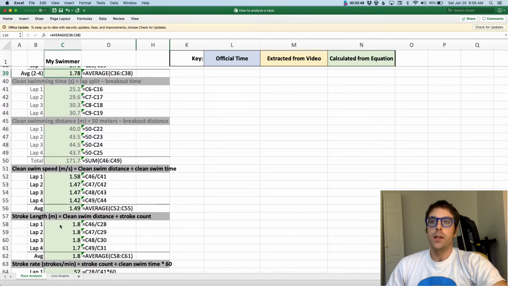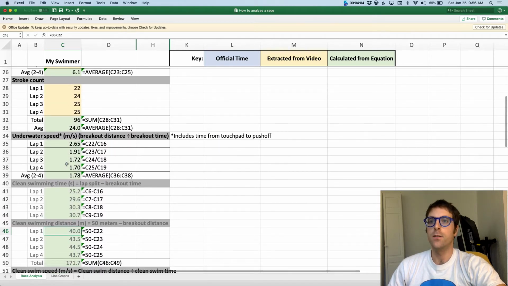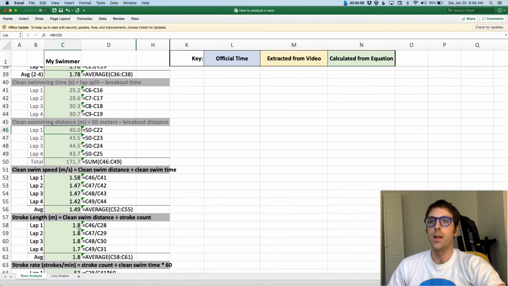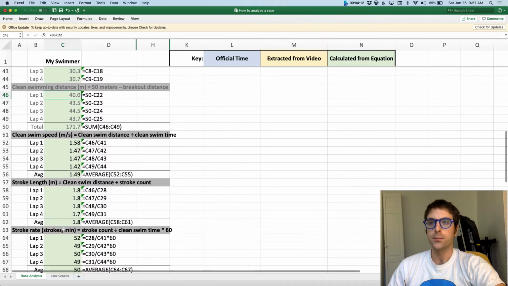Next, I can calculate the stroke length based on the clean swimming distance divided by the stroke count. So she was swimming about 40 to 44 meters per lap above water, and she was taking about 22 to 25 strokes. So that distance divided by the count gives her a stroke length of about 1.8.